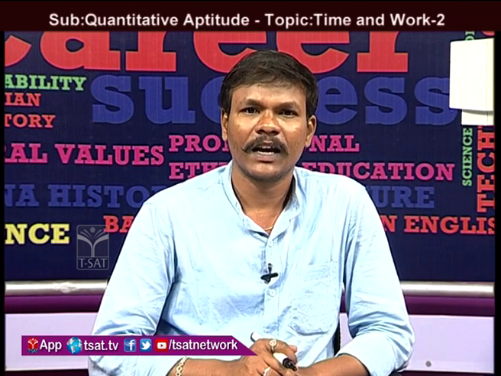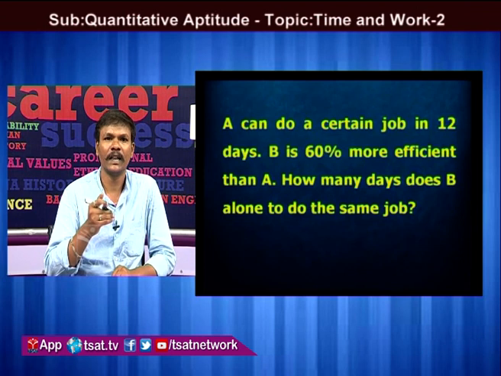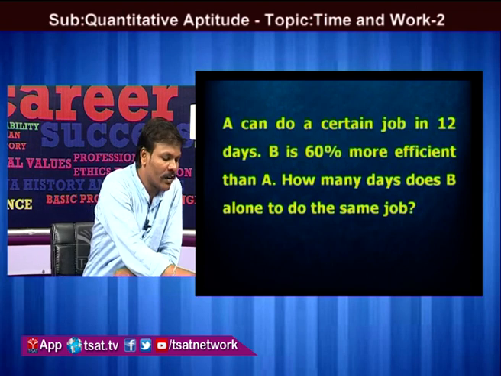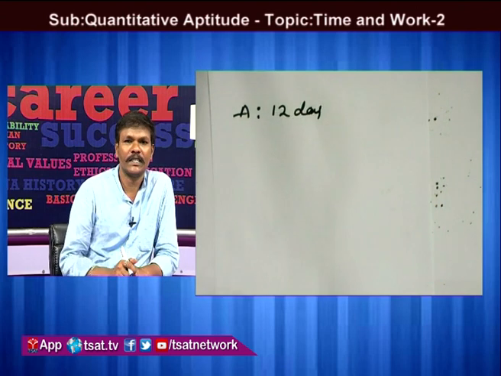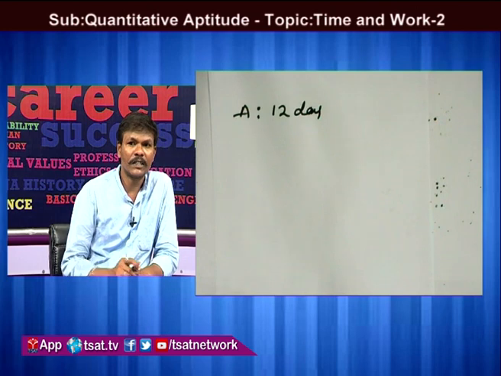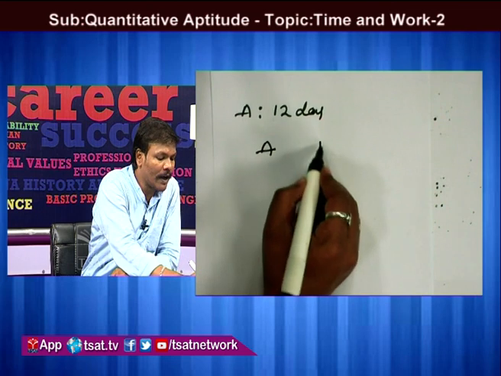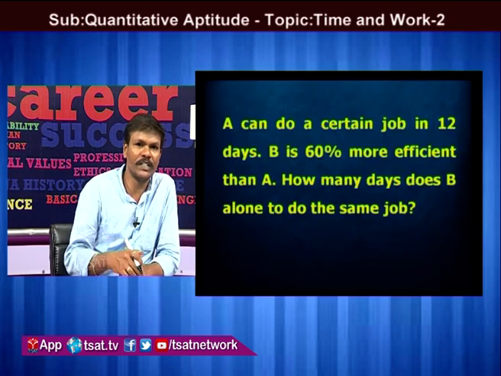The question is: A can do a certain job in 12 days, B is 60% more efficient than A. How many days does B alone take to do the same job? What do we have? A is working for 12 days. Next, B is 60% more efficient. So we are going to write down the capacities of A and B.